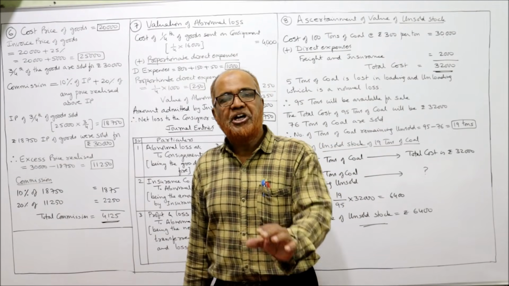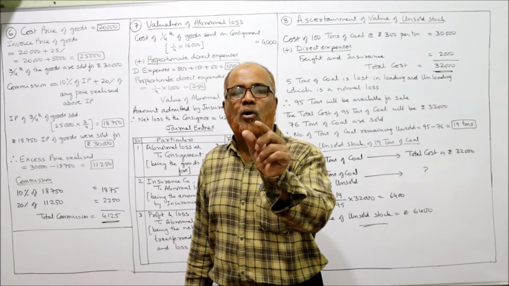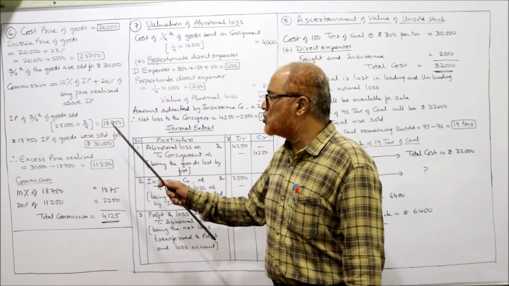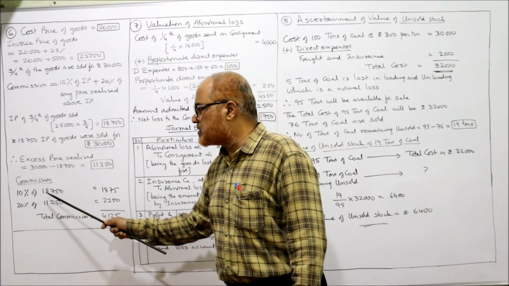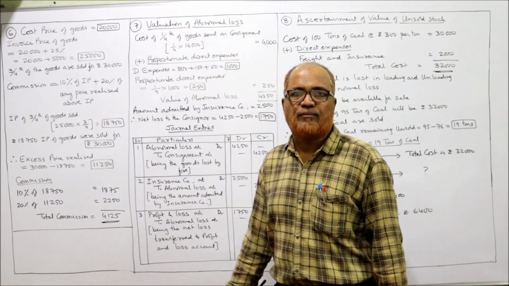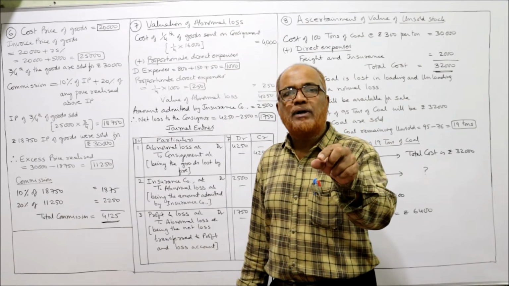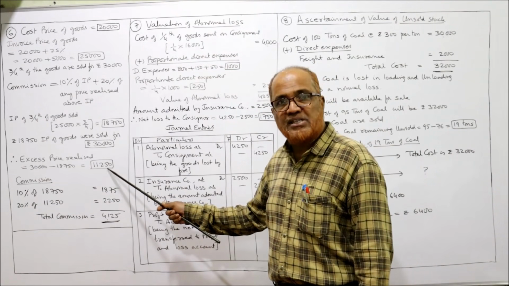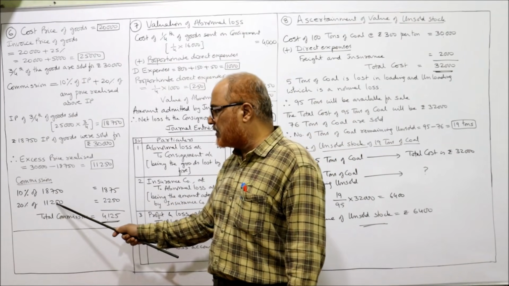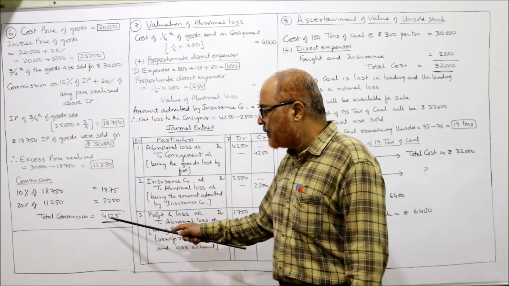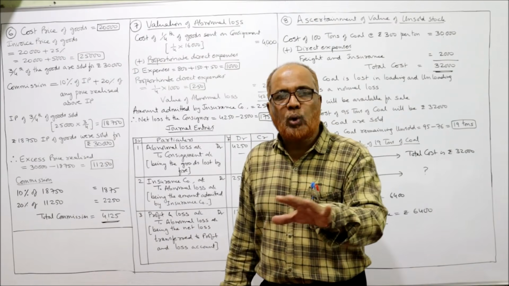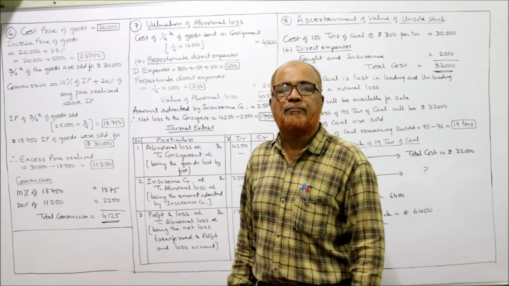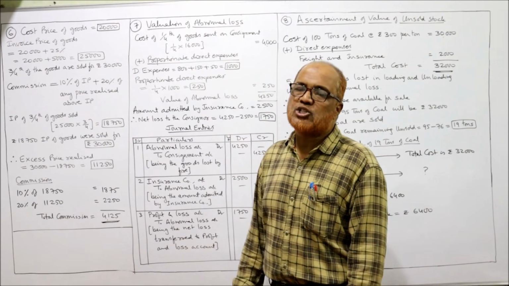Now commission. It is given commission 10% on invoice price. What is the invoice price of goods sold? 18,750. So 10% of 18,750, 1,875. Plus 20% of the excess price. How much excess price? 11,250 is the excess price. So 20% of 11,250, 2,250. Add up, 4,125. So total commission payable to the consignee is 4,125. That's all. Sixth problem completed.